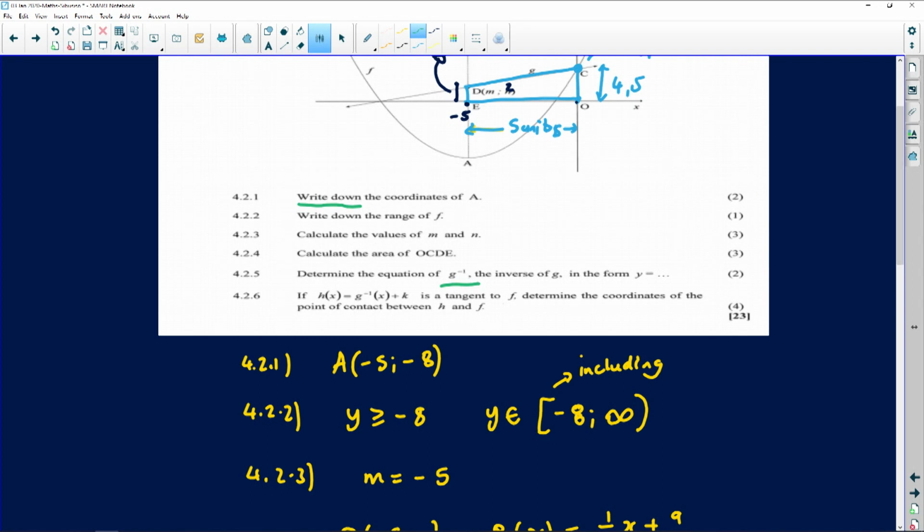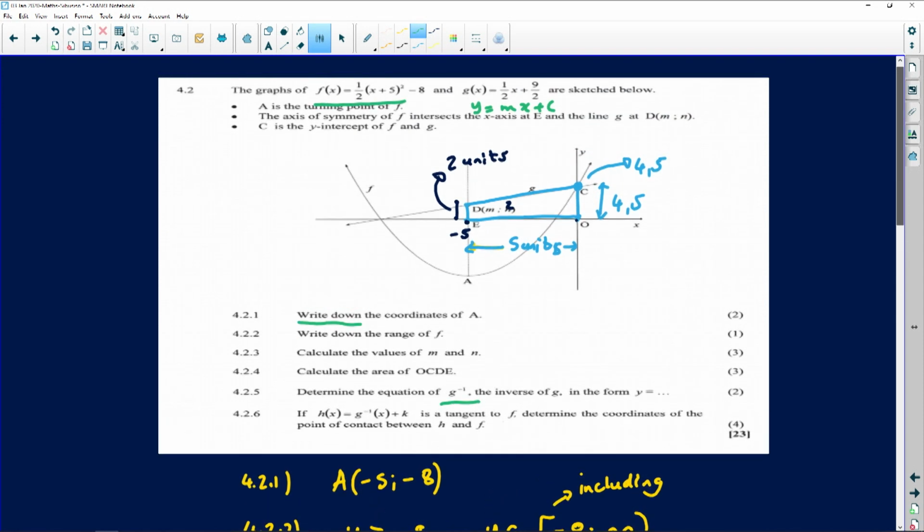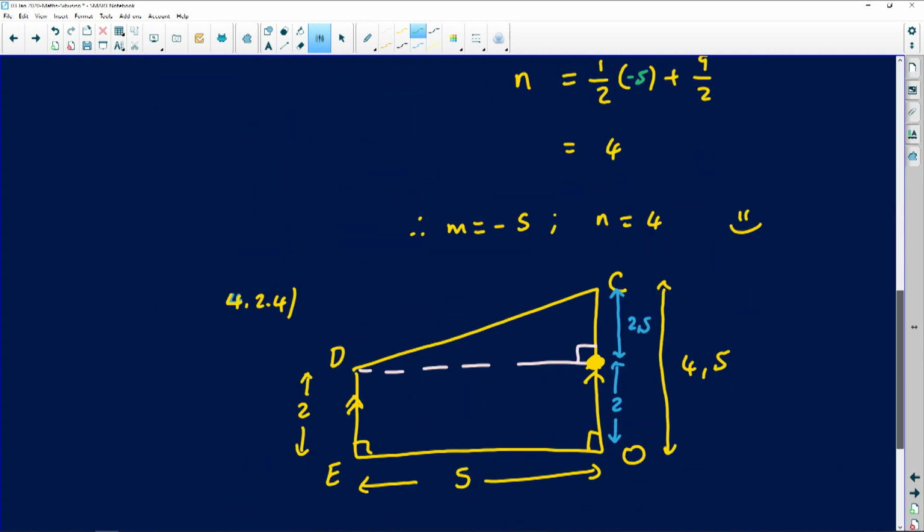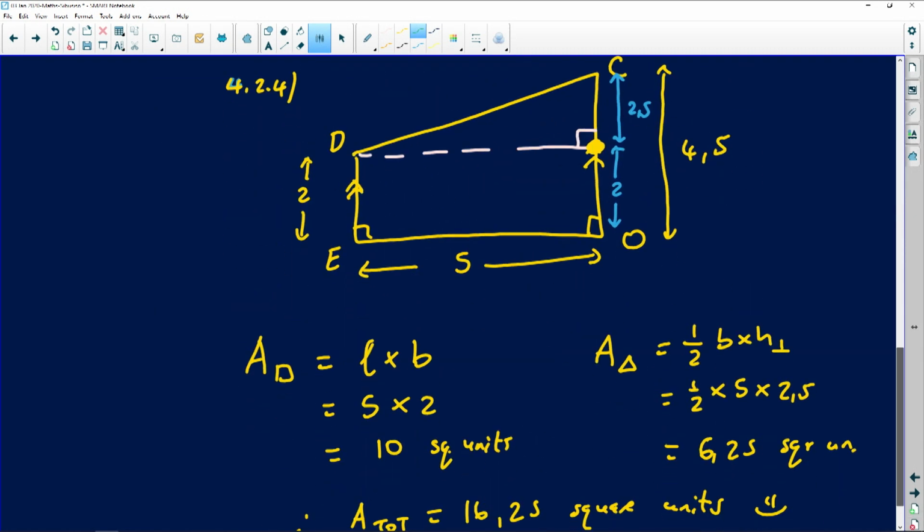We have to take the graph of g. What is g? G is a straight line. We know the equation of g. It was given to us as half x plus 9 over 2. So we're asking you to find the inverse of that. Right, cool. So quickly, let's see how that is going to pan out.